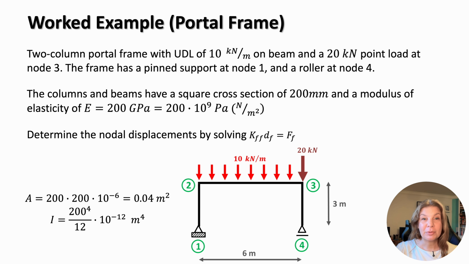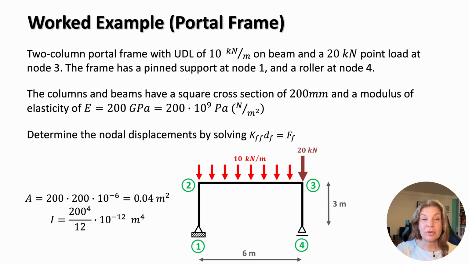Let's now apply the full procedure to our portal frame example. The frame carries a uniformly distributed load of 10 kilonewtons per meter on the top beam and a 20 kilonewton point load acting downwards at node 3. The supports are at the bases: a pin support at node 1 on the left and a roller at node 4 on the right. The columns and beam each have a square cross-section of 200 millimeters and a modulus of elasticity of 200 gigapascals. With the stiffness matrix and load vector already assembled in our previous examples, we can solve the reduced system to find the displacements.